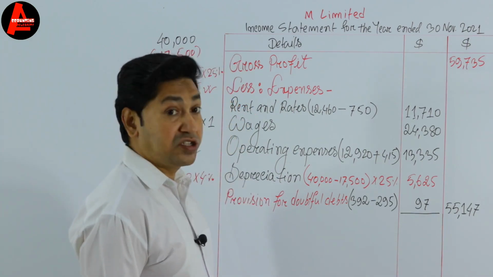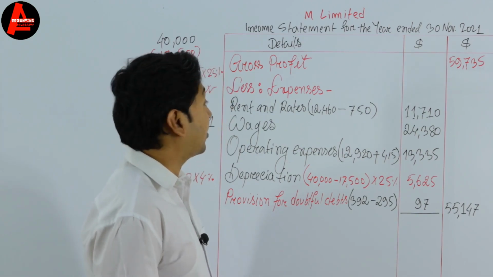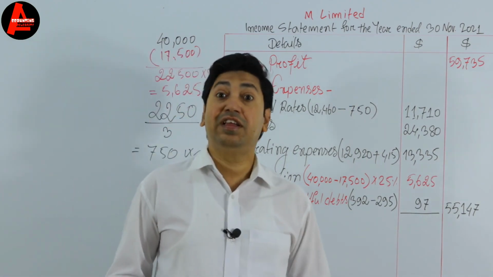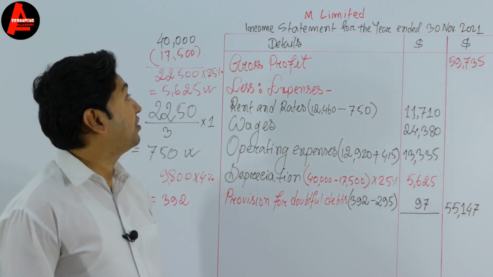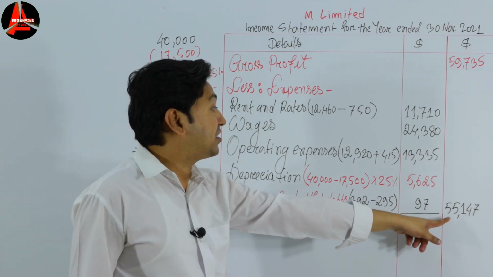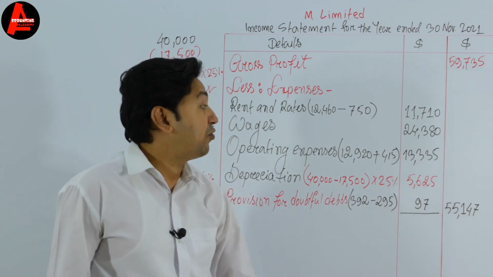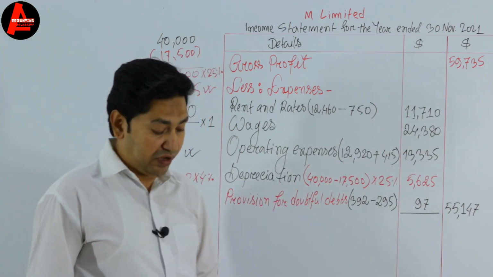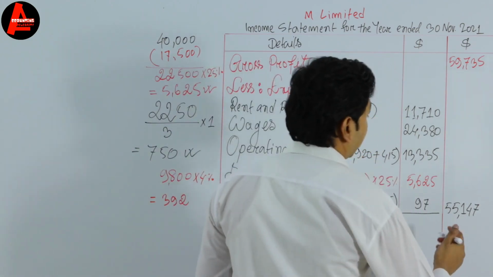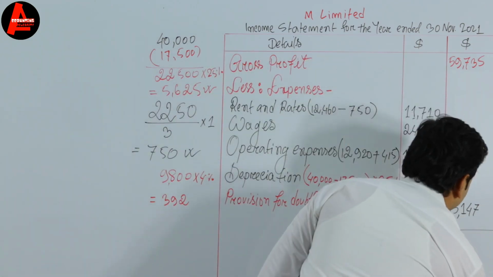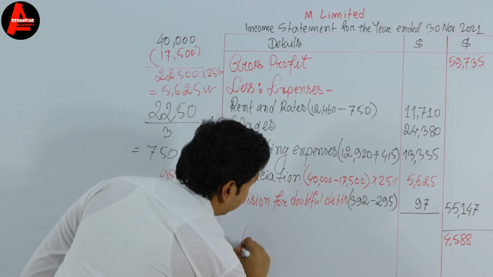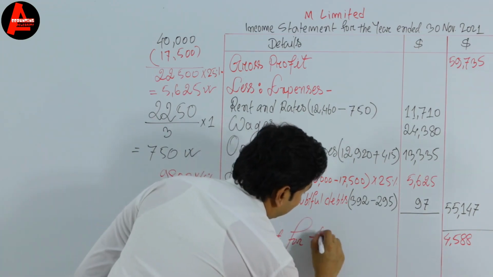Now what to do? Now we will subtract these expenses from the gross profit. Point to be noted, if expenses are more than incomes, it will be your loss for the year. So here we see gross profit 59,735. We have here expenses 55,147, which is less than this. So we will have profit for the year. Let us subtract. We get $4,588. So we will write here profit for the year.